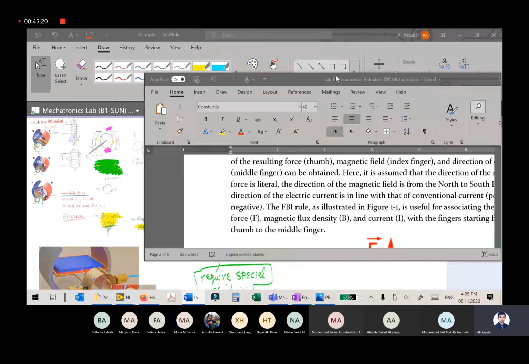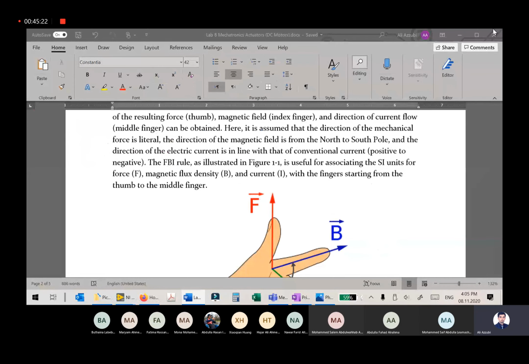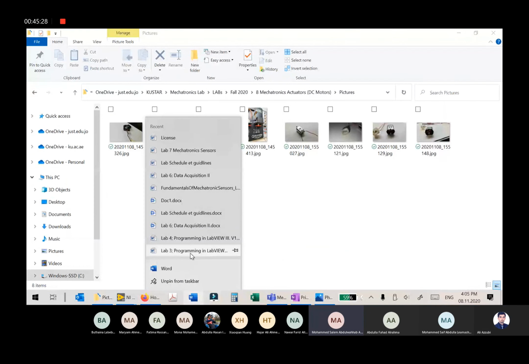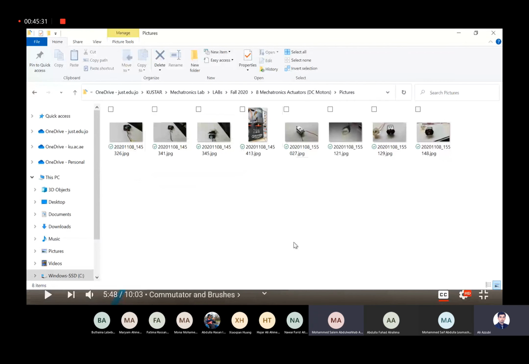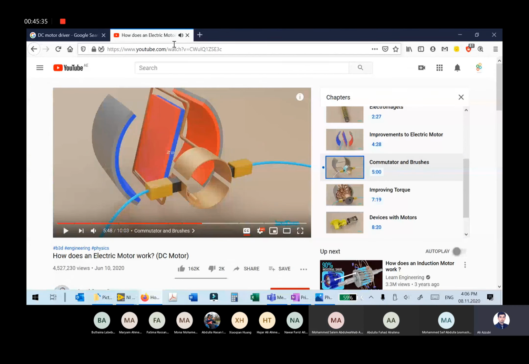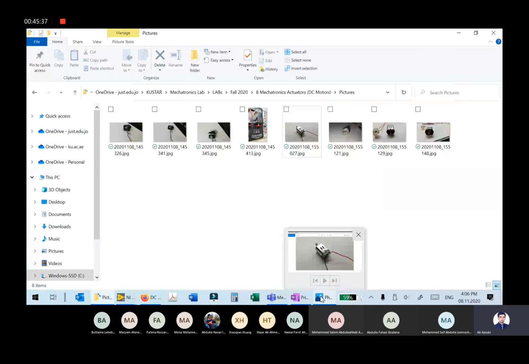Now, it's not moving well. Doctor, I have a question. Yes, go ahead. If we turn the motor manually, do we generate electricity? Yes. In this case, with the brushed DC motors, you will generate electricity.